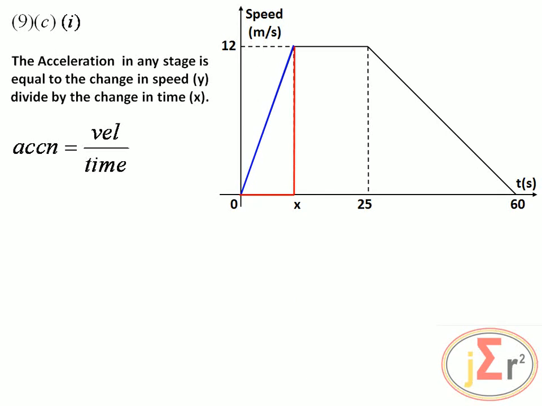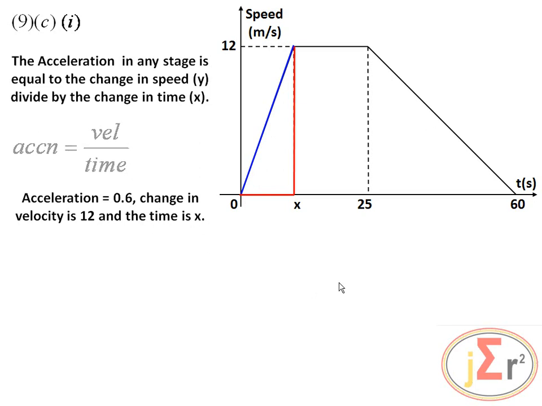There we have our lovely triangle with the velocity part here, which is 12, and the time part is x. We have the acceleration to be 0.6. Acceleration is 0.6, velocity is 12 over x. Let's go back.